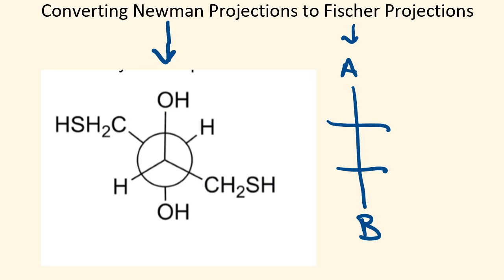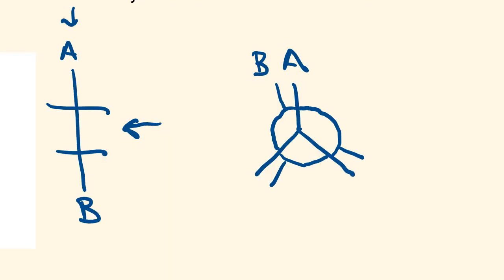with other groups, you need an eclipsed Newman projection with whatever A and B are at the top. So you need your Newman projection to look like this. So this is your eclipsed Newman.